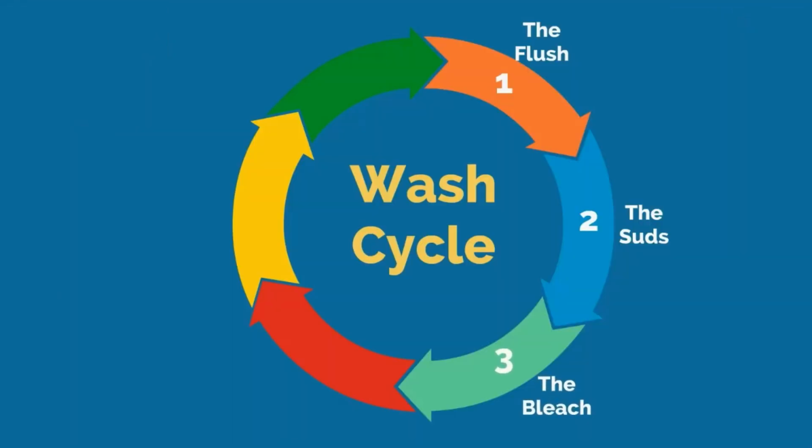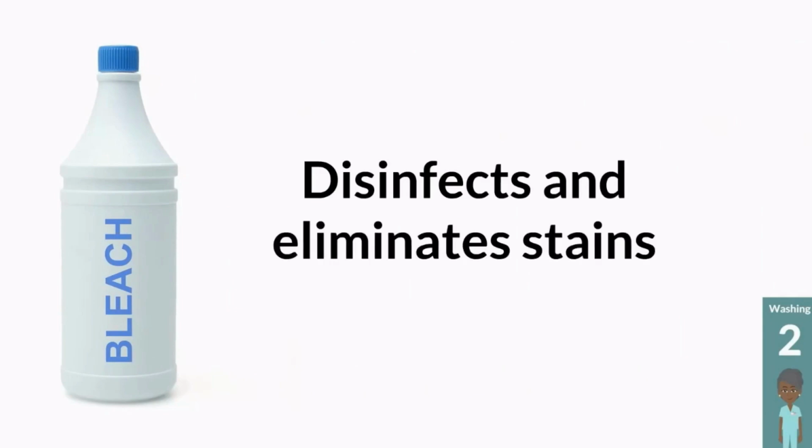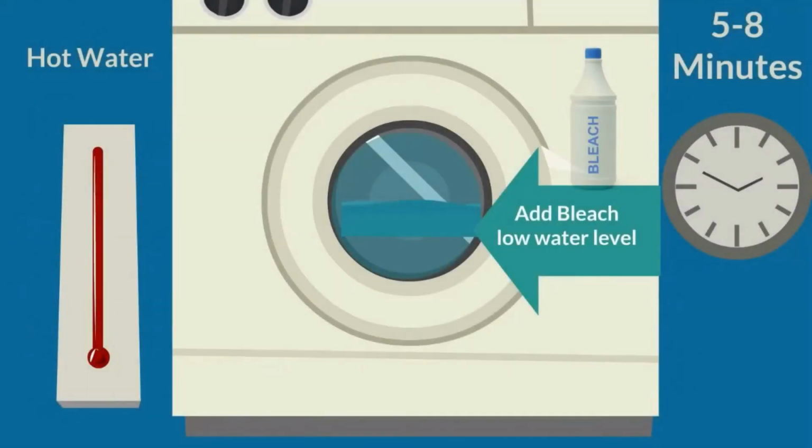The third wash step is the bleach. Bleach disinfects the items and eliminates stains not already removed by the detergent. Add bleach with a low level of water at hot water temperature for 5 to 8 minutes.